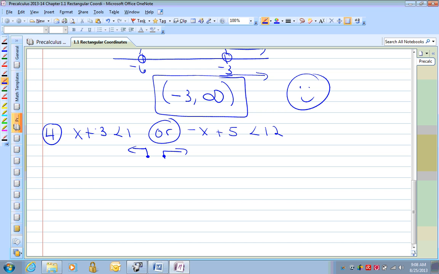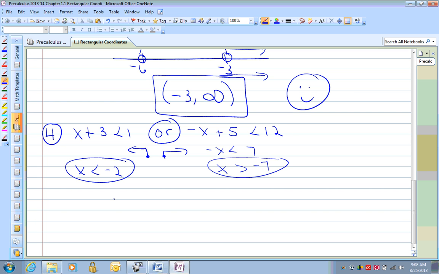When I solve the left side, I would subtract the 3, and of course I'm going to get x is less than negative 2. When I do the other side, I'm going to subtract the 5, and I'm going to get negative x is less than 7, and then of course divide by a negative 1, and that means I have to reverse my sign, and I will get x is greater than negative 7. So those are my two solution points.